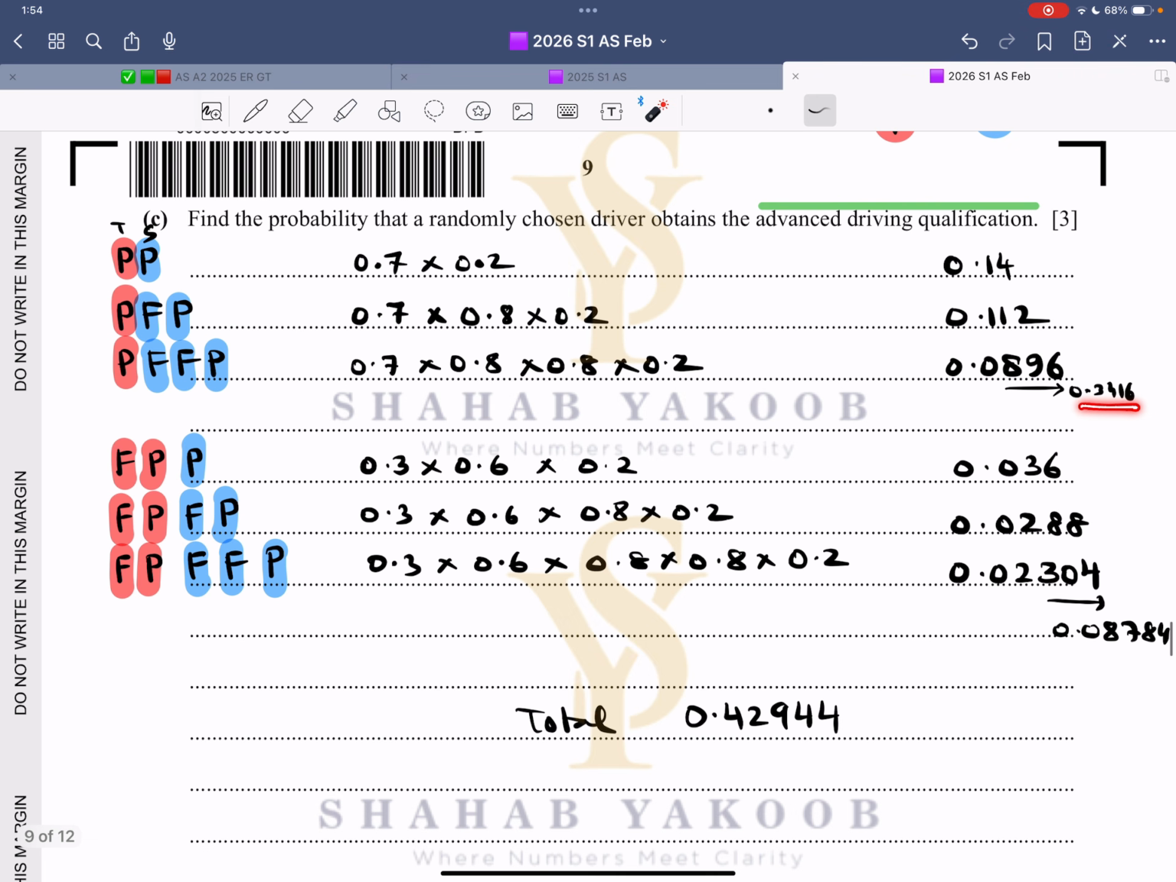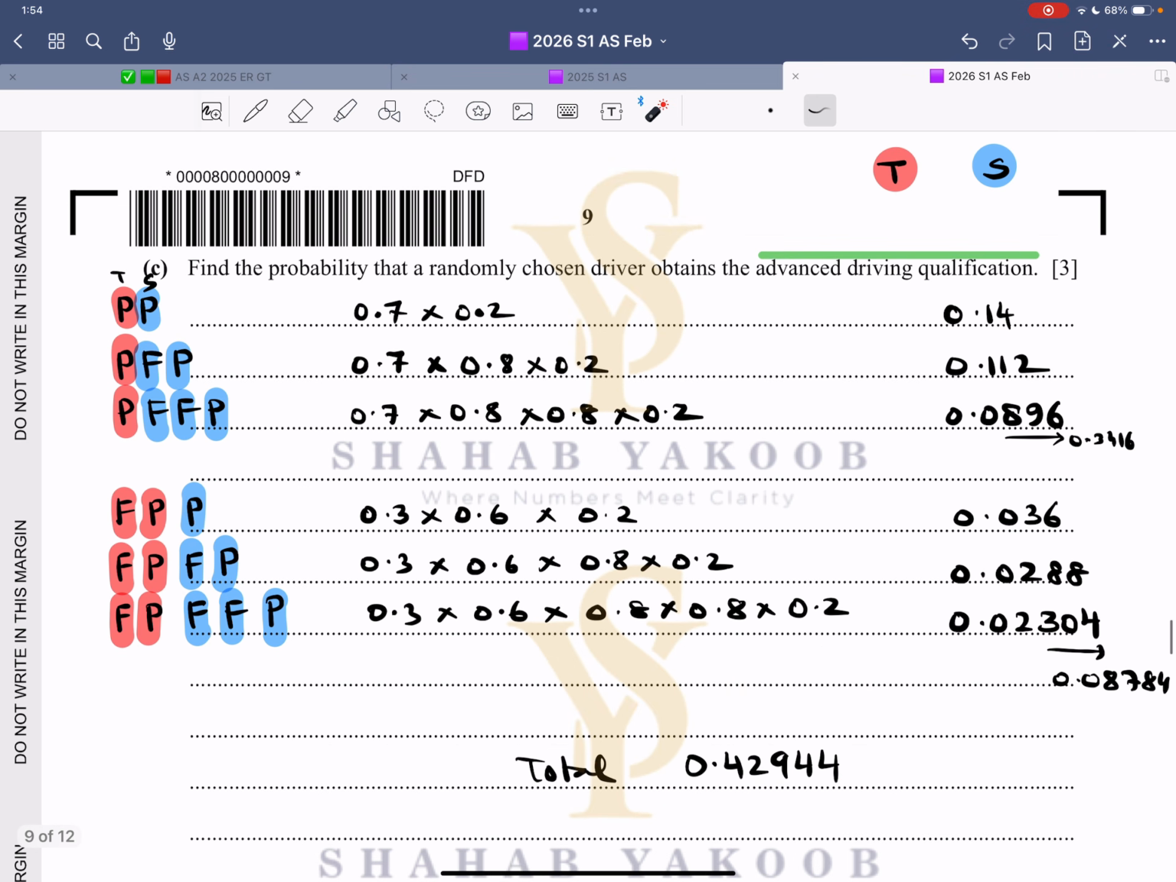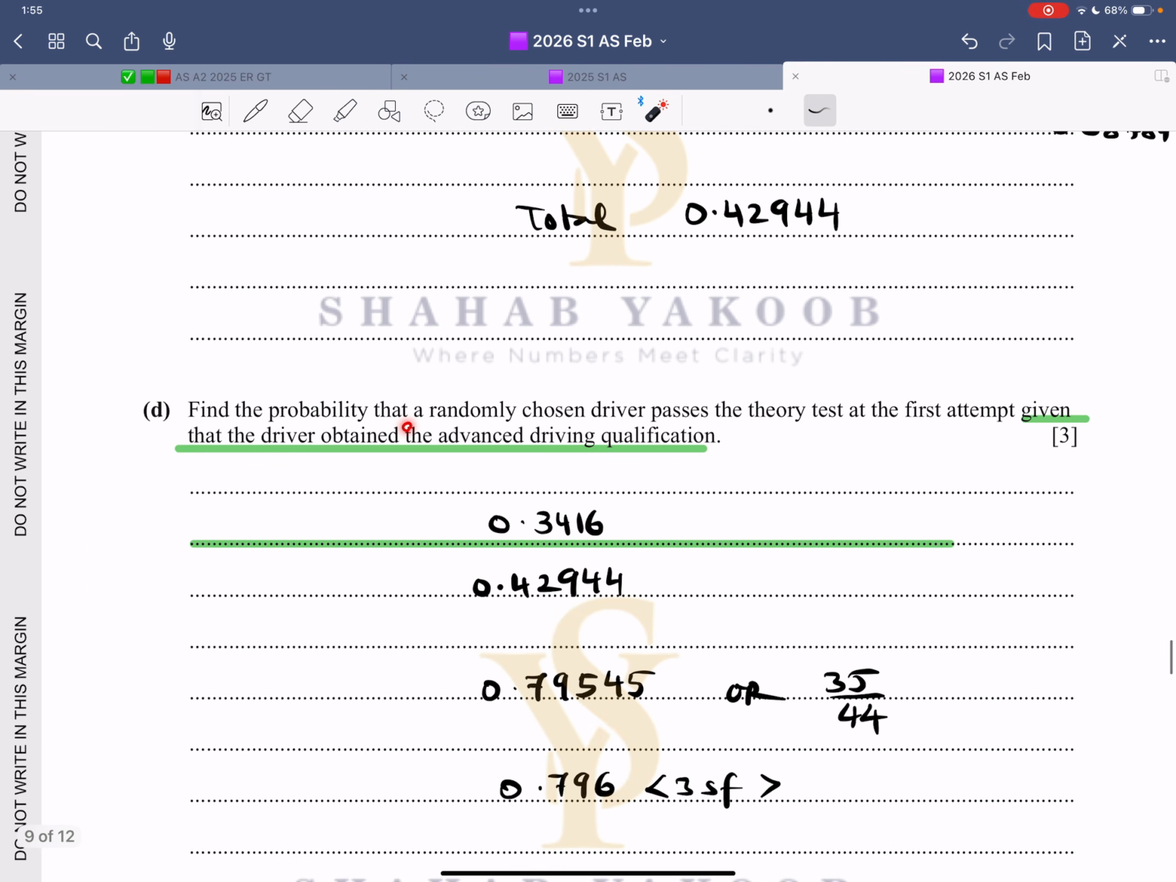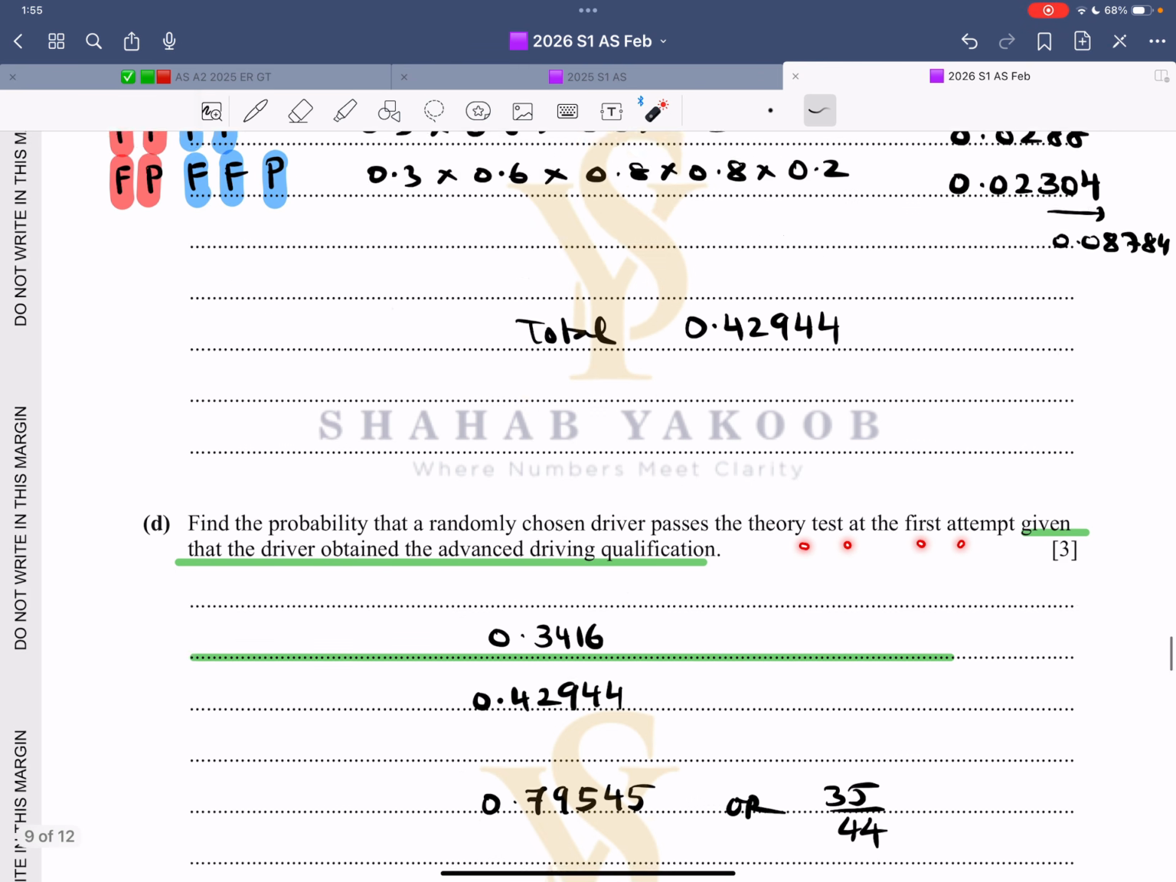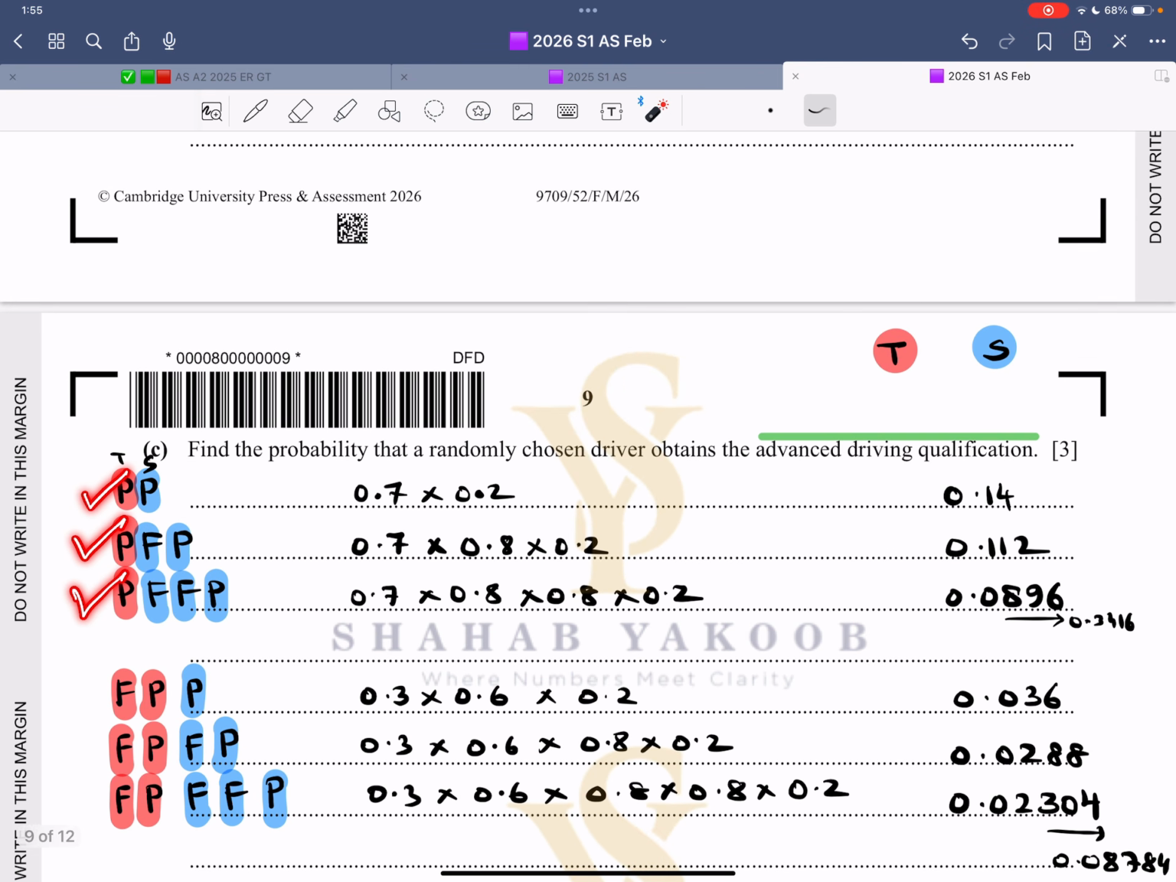So now this is 0.08784. The total is this. That is the exact answer for this. Now find the probability that a randomly chosen driver passes the theory test at the first attempt. Passes theory at the first attempt. So that is why I had a feeling I wanted this.